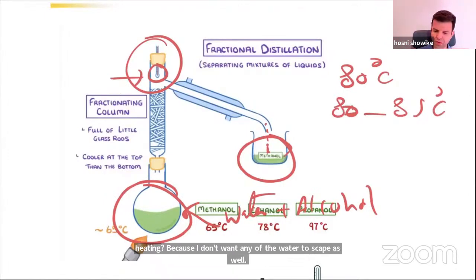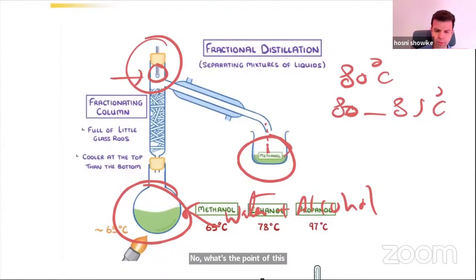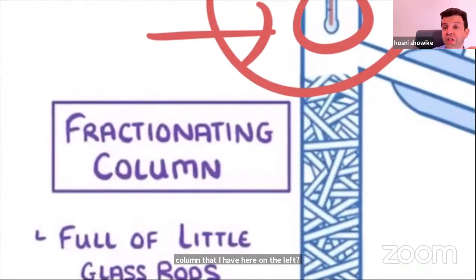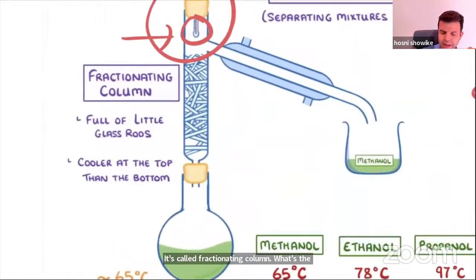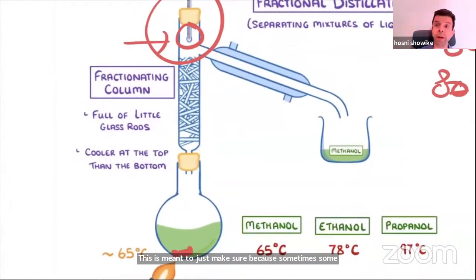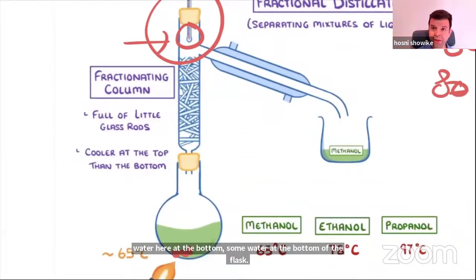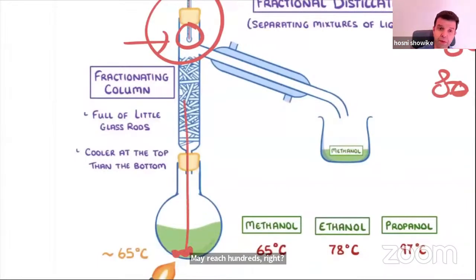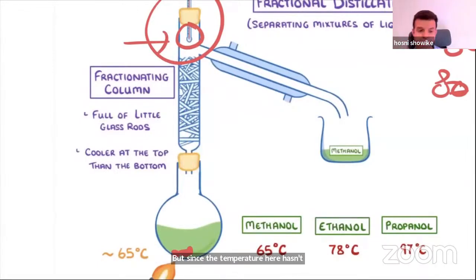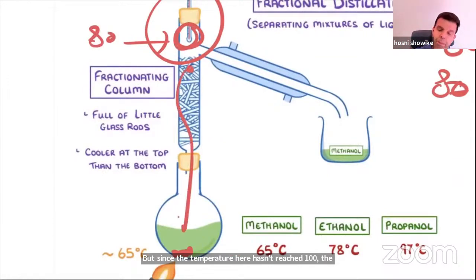Now, what's the point of this column thing? Do you see that column that I have here on the left? It's called a fractionating column. What's the point of it? This is meant to make sure that, because sometimes some water at the bottom of the flask may reach 100, right? And that water will escape. But since the temperature here hasn't reached 100, the temperature here is 80, remember? That water will drip back.